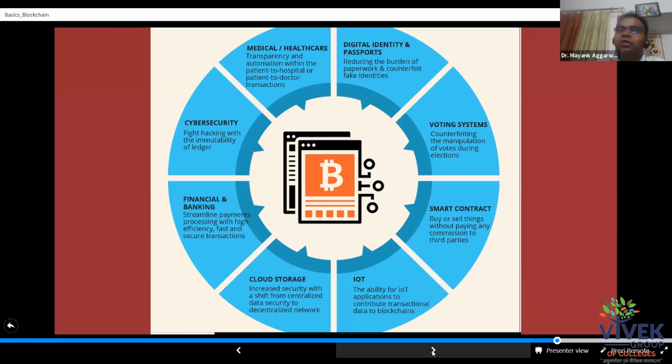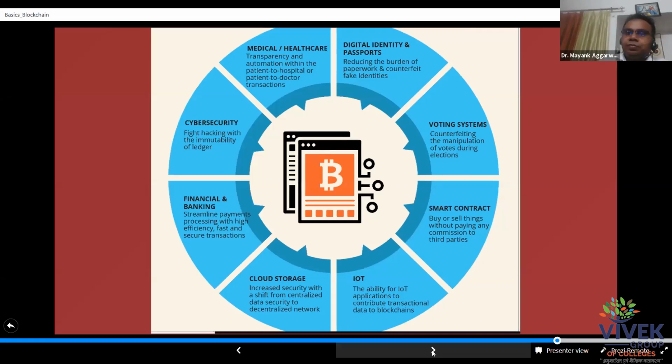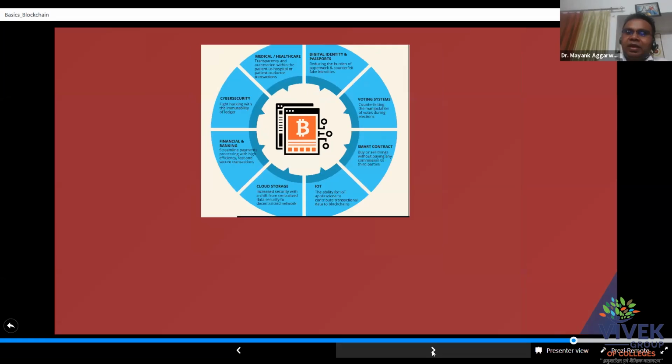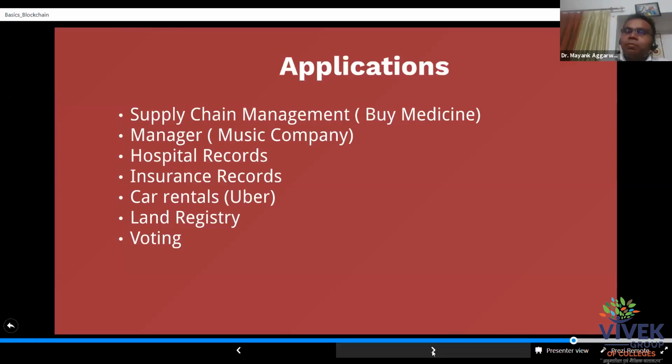So blockchain technology, there is no limit. It can be used for any application. It can be used for supply chain management. It can be used for hospital records. It can be used for insurance records. Uber is using blockchain.